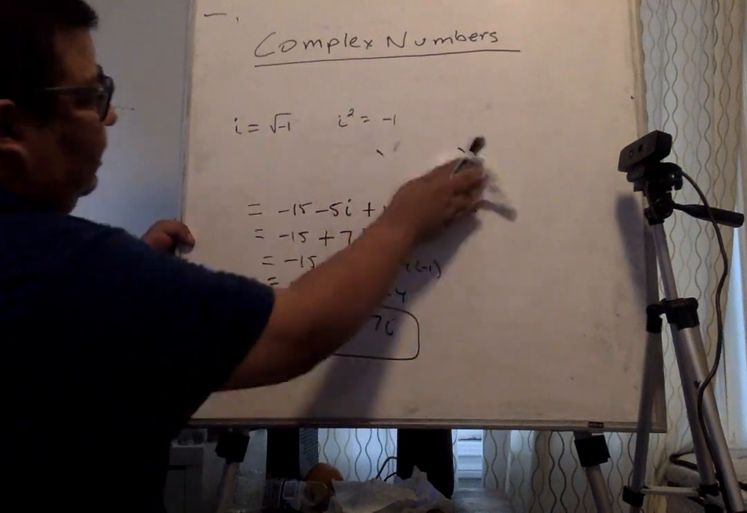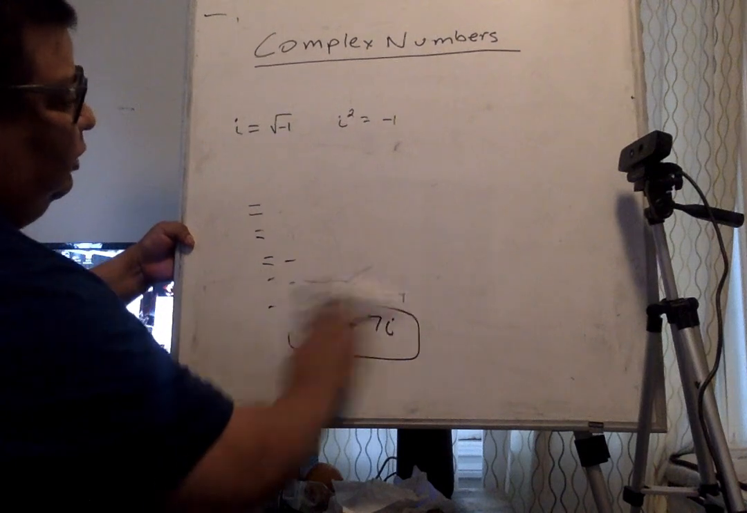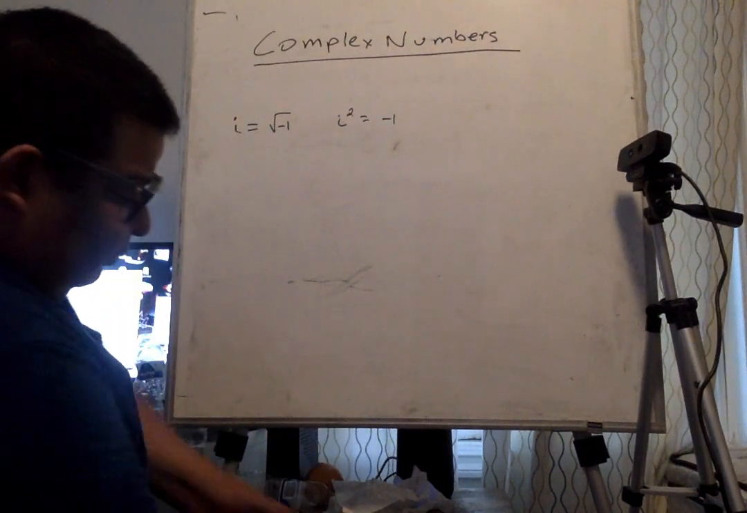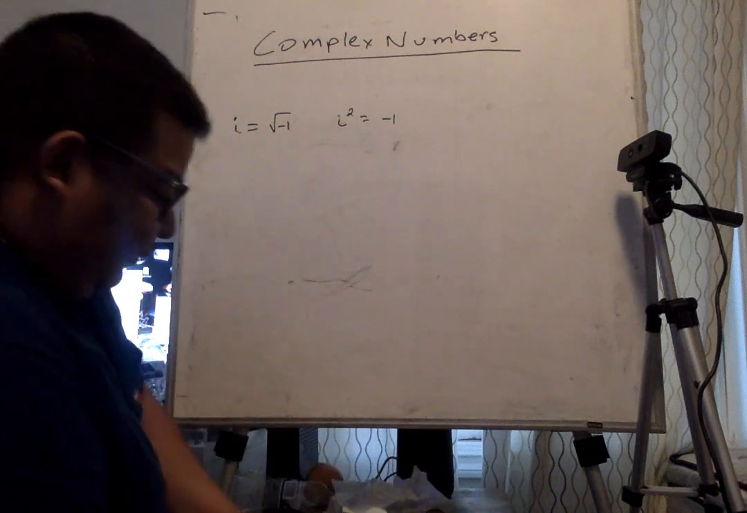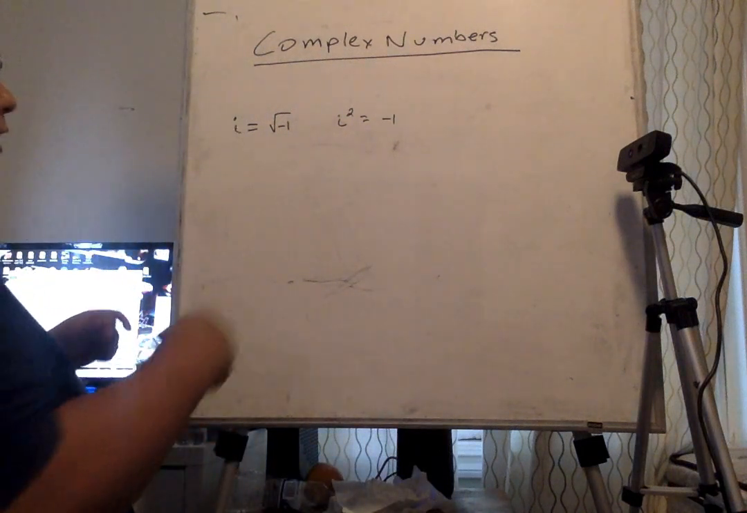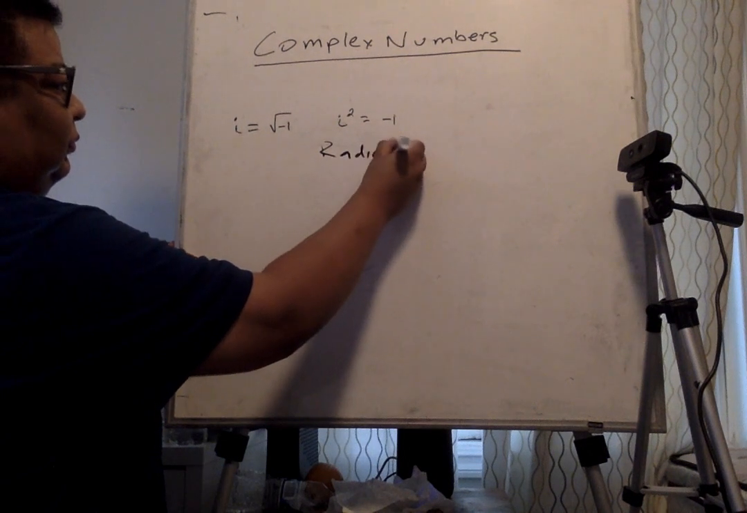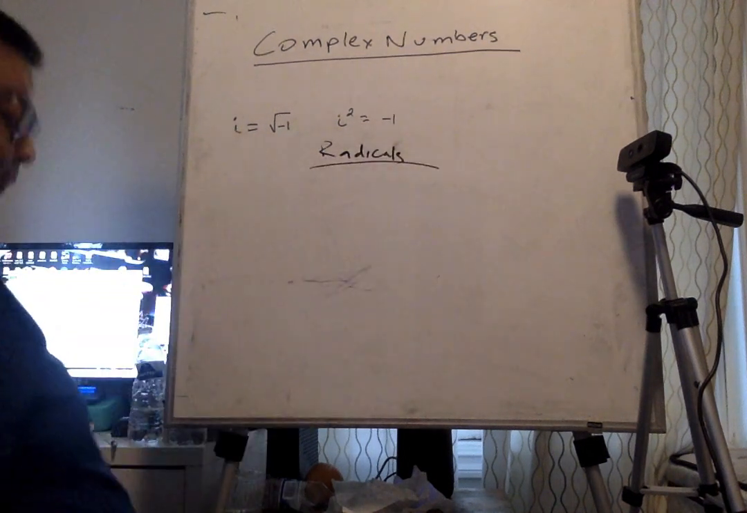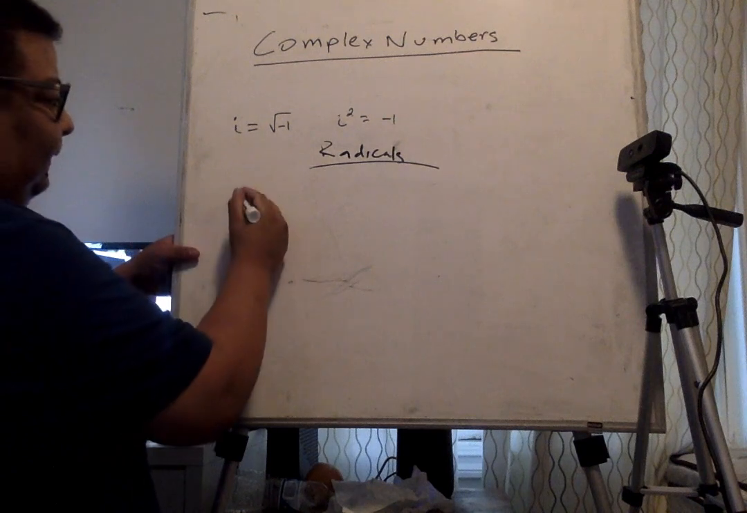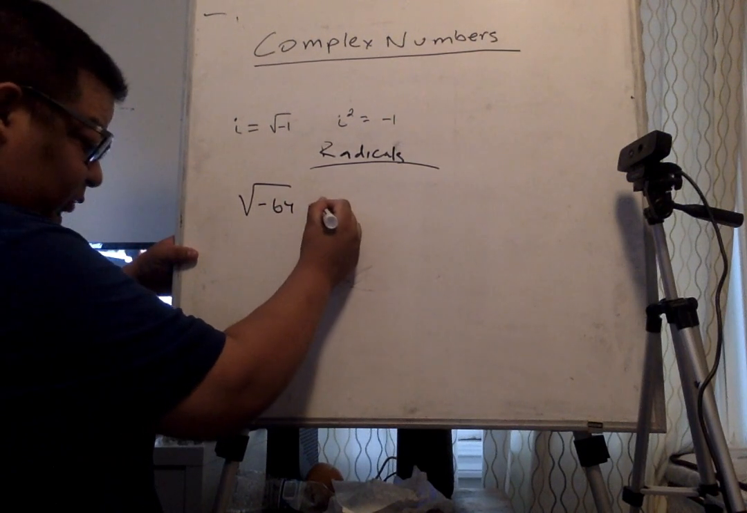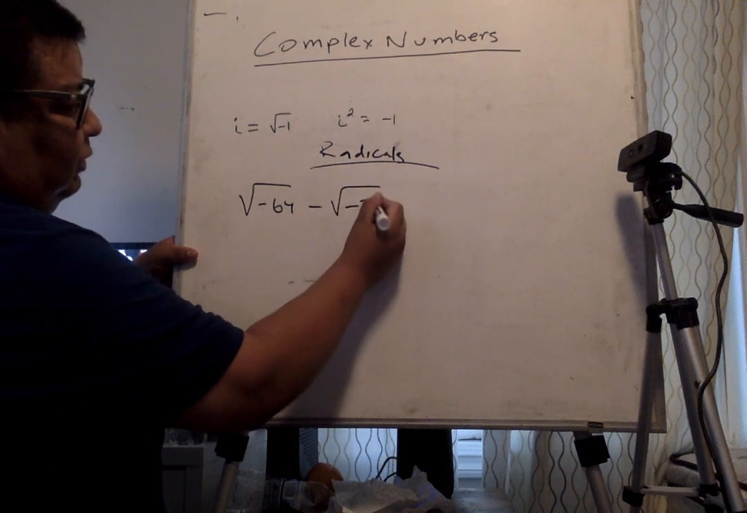Now we're going to look at the last type of operation that we can do with complex numbers. That's when we have radicals. Alright, so we're going to do square root of negative 64 minus square root of negative 25.